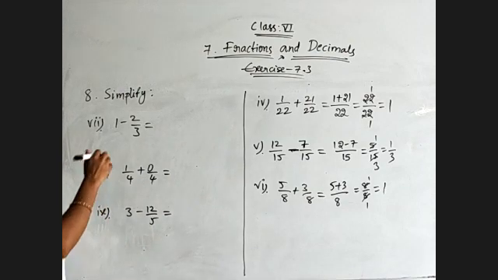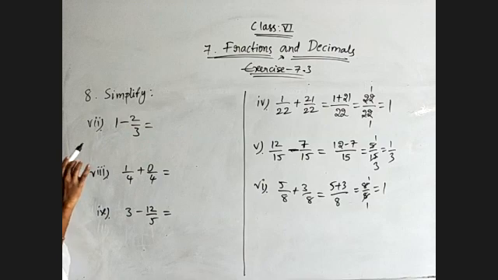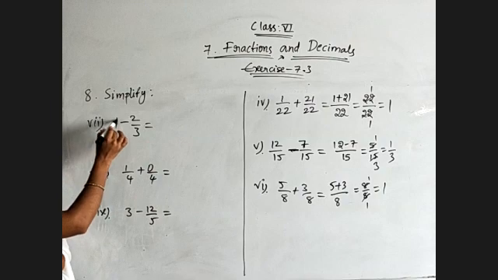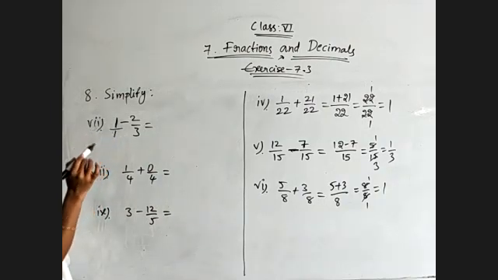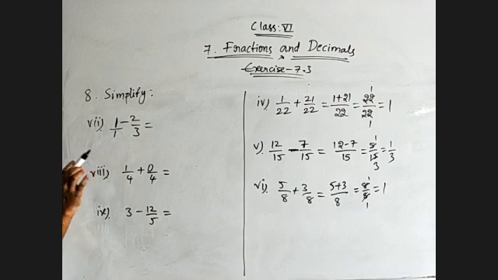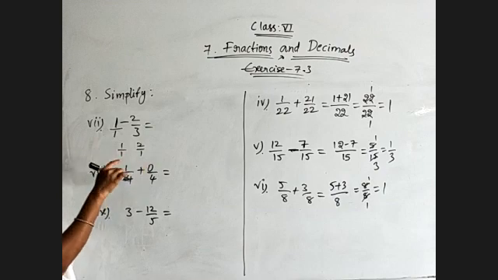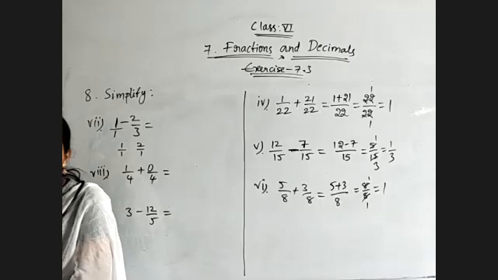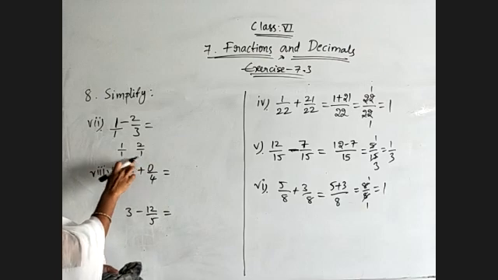Here 1 is a whole number, and 2 by 3 is a fractional form. Whenever you are simplifying such type of questions, do one thing. Whatever whole number part is there, try to write that number in fractional form by using the denominator 1. Already I told you, 1 is nothing but 1 by 1, 2 is nothing but 2 by 1. All the natural numbers and all the whole numbers we can write in fractional form by using the denominator 1.